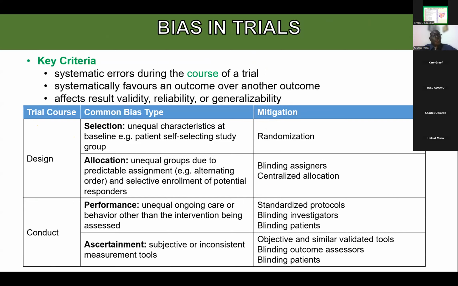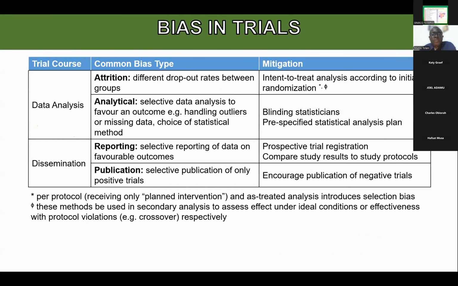Bias can occur during the conduct of trials, as in performance bias, from unequal ongoing care that patients receive other than the intervention being assessed. One way to address it is to make sure everybody receives the same thing by using a standardized protocol. Ascertainment bias is in measurements, either being subjective or inconsistent. The best way to handle this is by using objective tools and or similar validated tools across the groups in the trial.